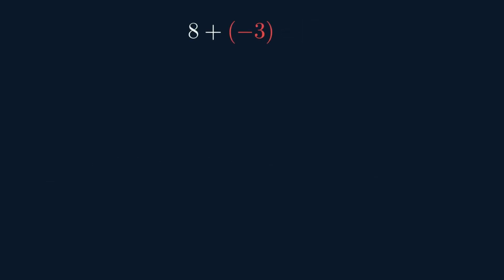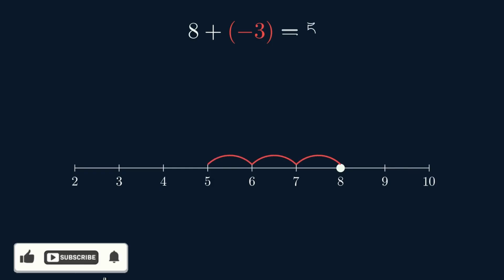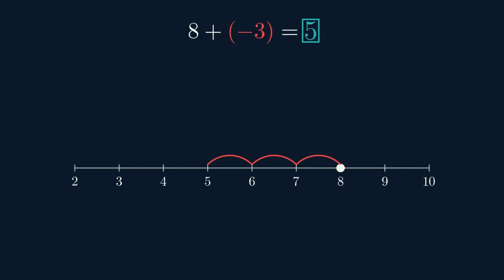Let's try one more together. 8 plus -3. Start all the way over at positive 8. We are adding a -3, so we head left by 3 spaces. 1, 2, 3. We land on 5. 8 plus -3 gives us a final answer of 5.